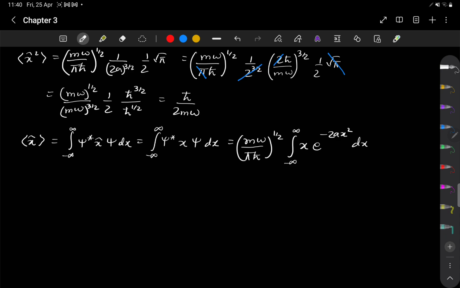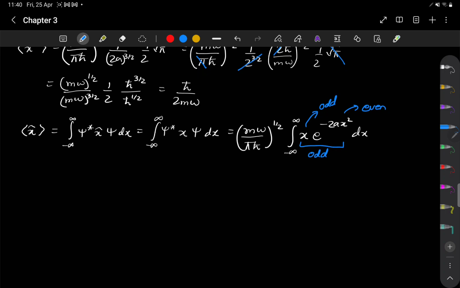Now this, if you see, is actually an odd function. Why? Because this is an odd function and this is an even function. So the product of odd and even functions is an odd function. An integral of odd functions over the entire space from negative infinity to infinity is actually 0.